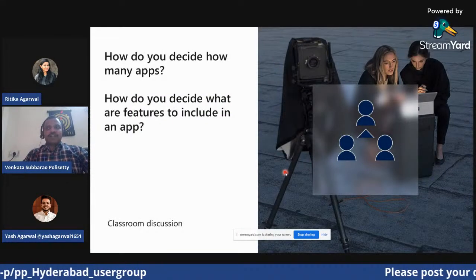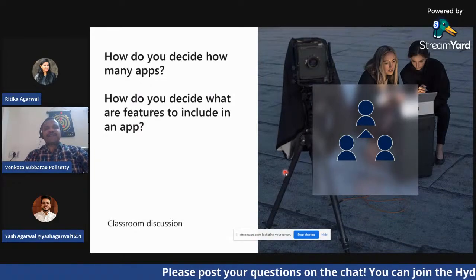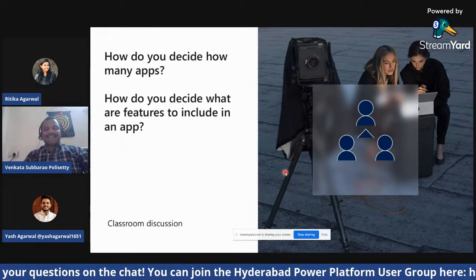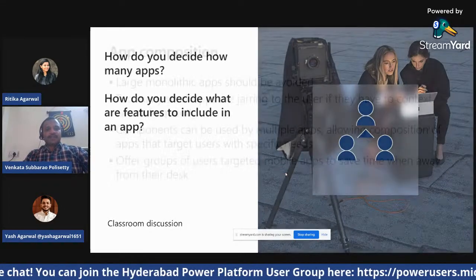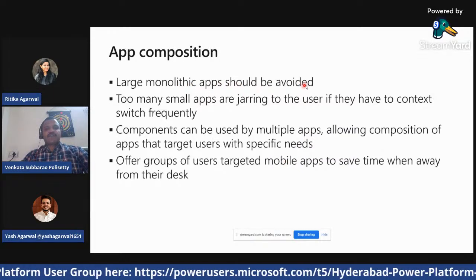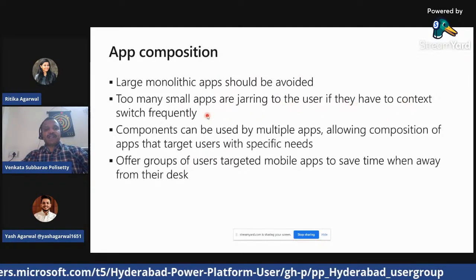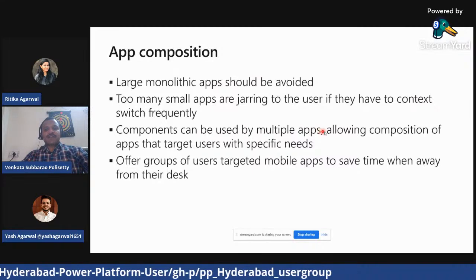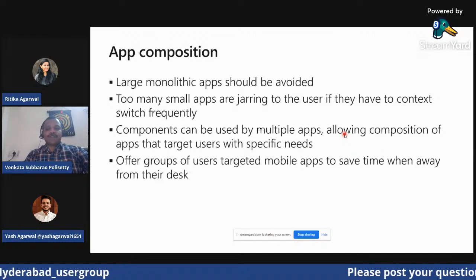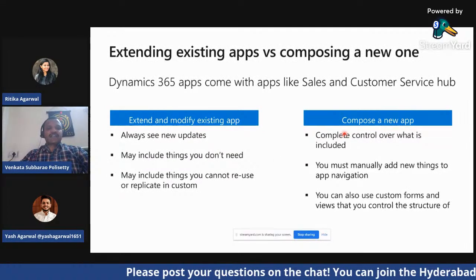An important thing: many options are there, so how can you conclude them? Out of this available information, how can you decide how many apps are required? This is app composition. Large monolithic apps should be avoided, and too many small apps are jarring to the user if they have to context switch frequently. Components can be used in multiple apps, allowing composition of apps that target users with specific needs, and offering groups of users targeted mobile apps to save time when away from their desk, and extending existing apps.